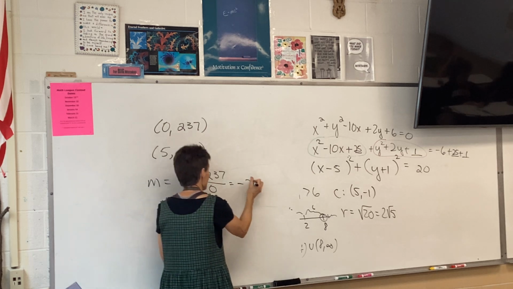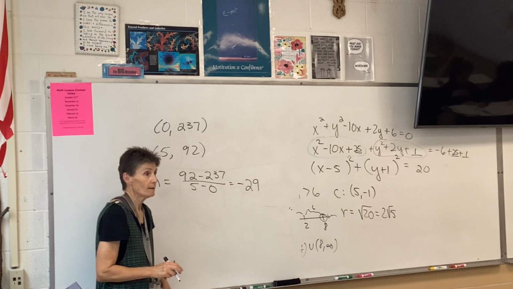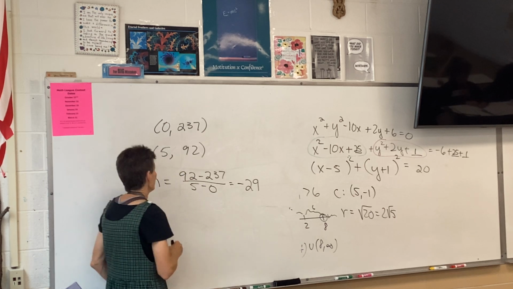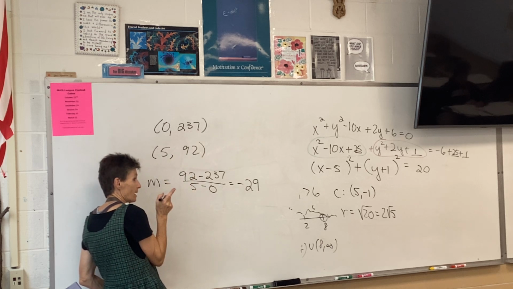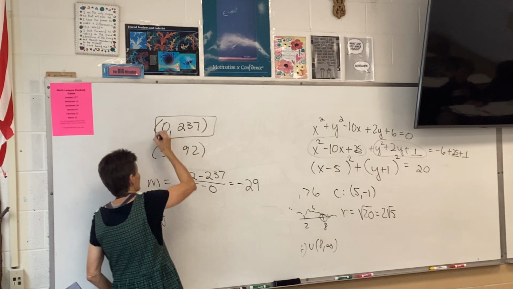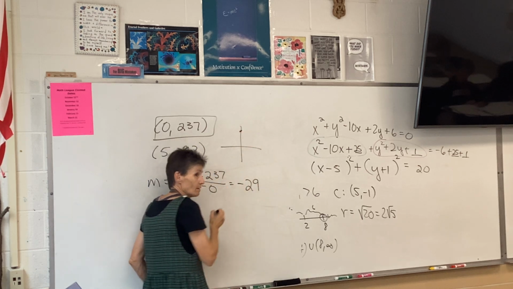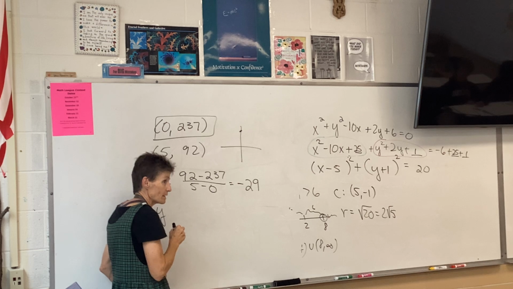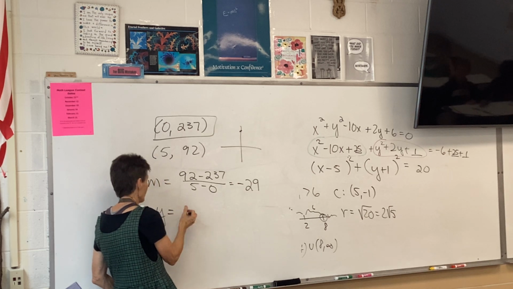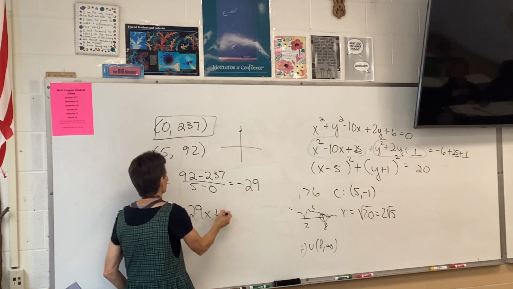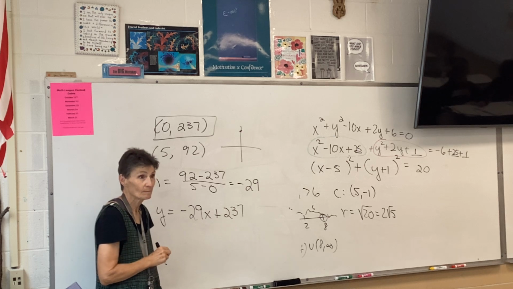I got negative 29. Okay, now we'll pick a point. I'll use that one right there. Actually, guys, if I graph that point, wouldn't it be like right there? That's my y-intercept, isn't it? Isn't that my d? So I don't need to go through all this rigmarole. It's negative 29x plus 237, mx plus b.